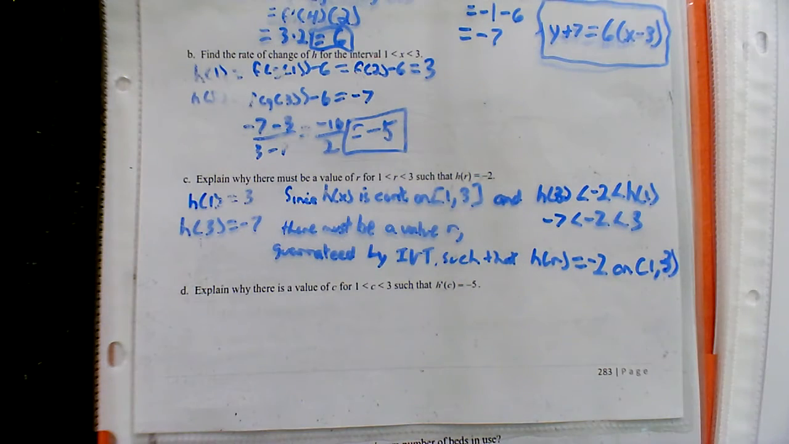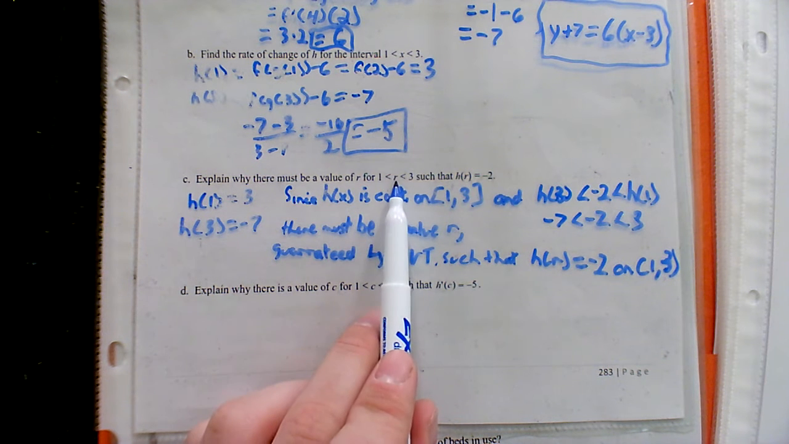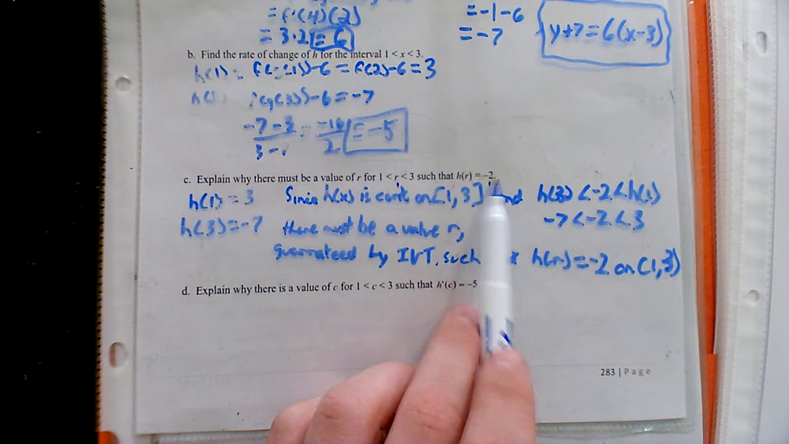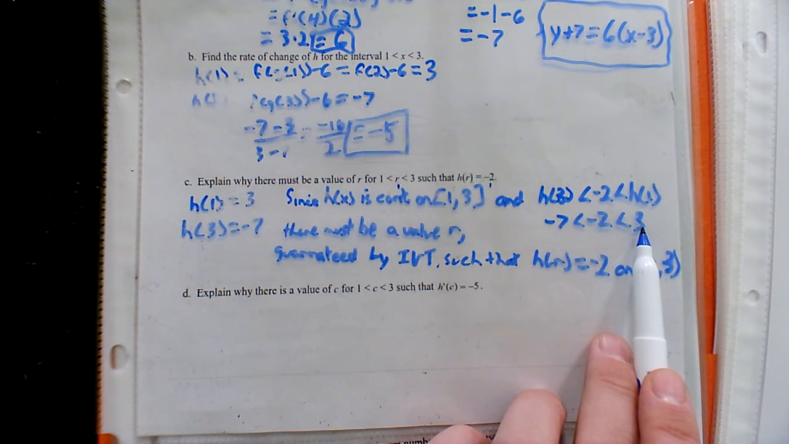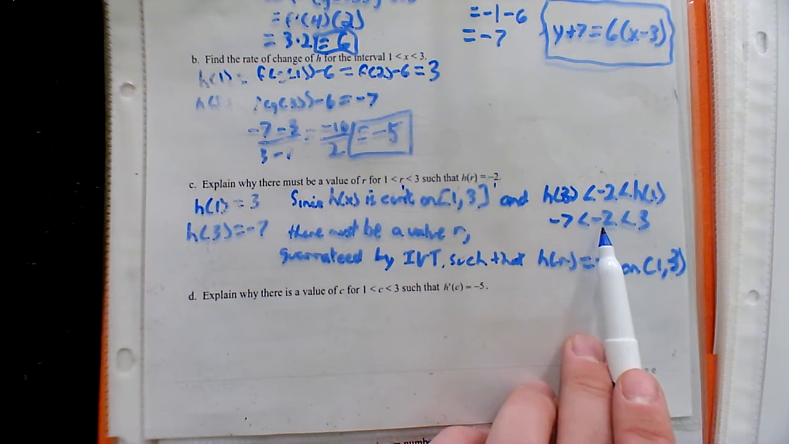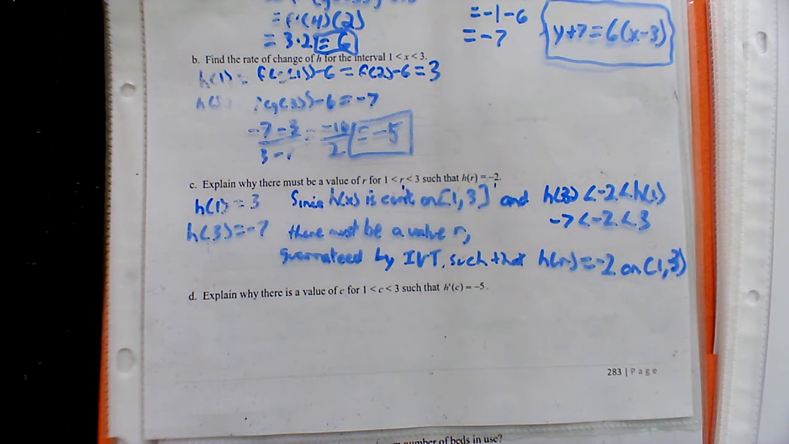So we're not saying at this point we know what this value r is. We're just saying there's some r between 1 and 3 that the y value, the answer, has to be -2. Because we know an answer before it has -7 and an answer after it has 3, and it's continuous. So that line somewhere has to touch -2. That's what the intermediate value theorem is saying. It's guaranteed by this theorem that h of r equals -2 somewhere on 1 to 3. Now we've covered that a few times in the past few days. Are we okay with that explanation?